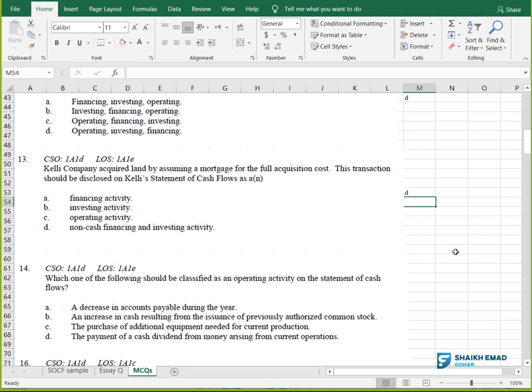Clear everyone? Because you are having land on mortgage, on one side you have investment, on the other side you have financing. So both are involved.